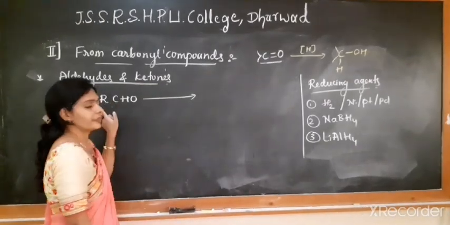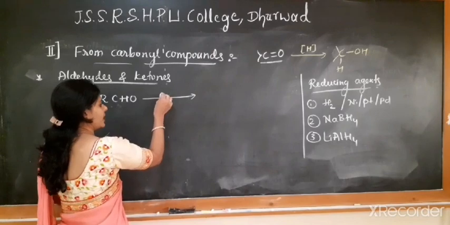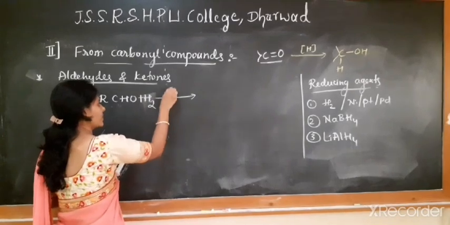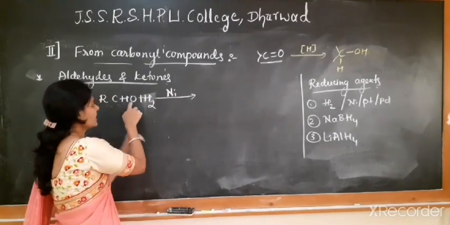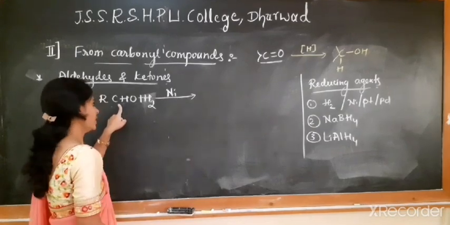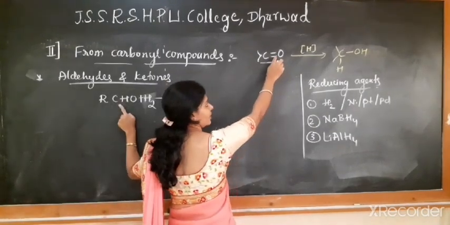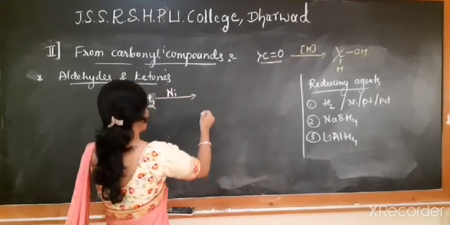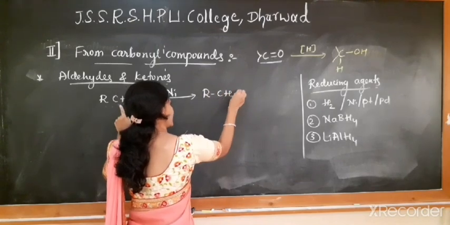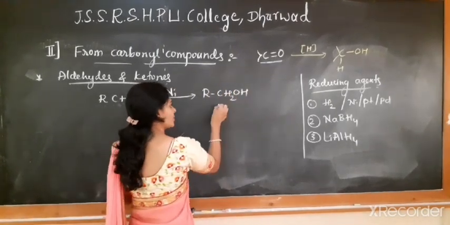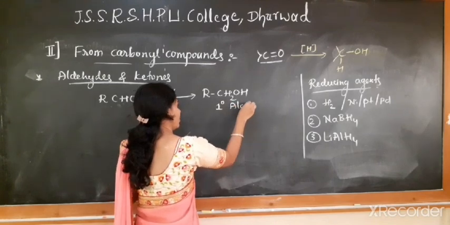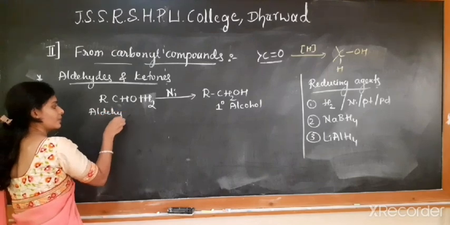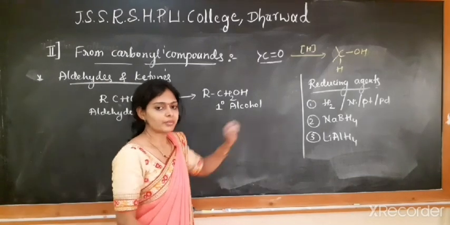So if I take here aldehyde, this on reduction, if I consider catalytic hydrogenation in presence of nickel catalyst, what happens? The CHO is converted to CH2OH. As I said here, the double bond is converted to single bond. Oxygen gets one hydrogen, this carbon gets one hydrogen. So there is a formation of RCH2OH. CH2OH is nothing but a primary alcohol. Clear? So the aldehydes on reduction give primary alcohol.